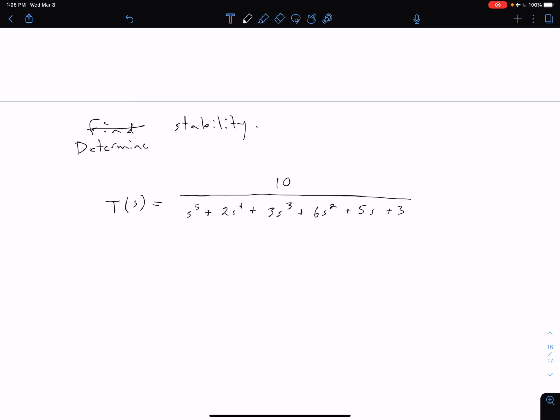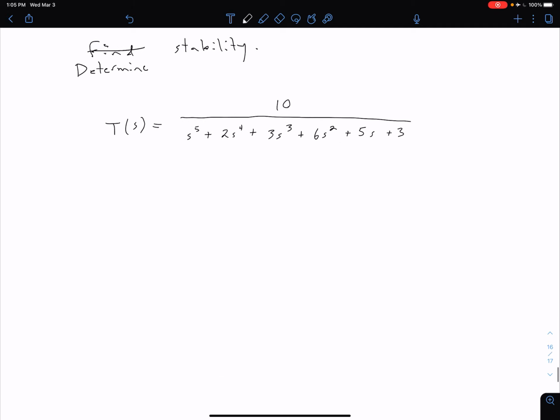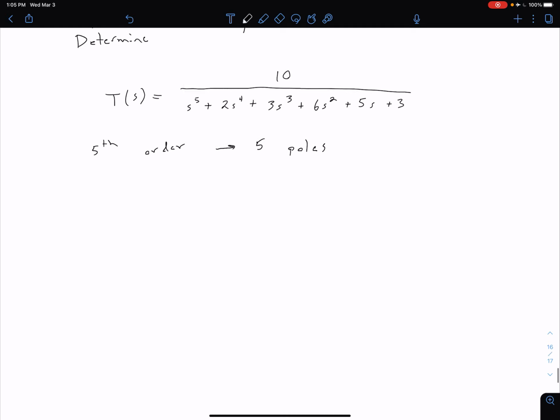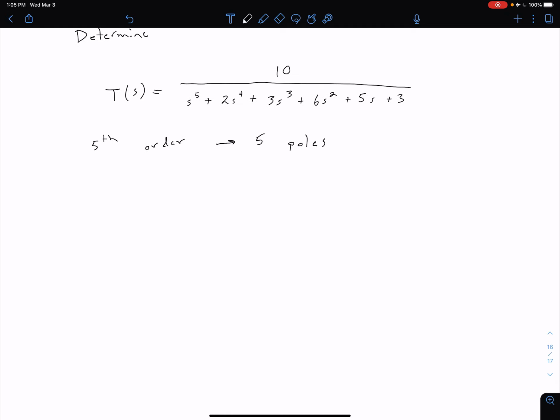As always, what we're going to do is create our Routh table when we're investigating stability. We're not really concerned with the numerator, so we're going to focus on the denominator. We see it's a fifth order. Because we have a fifth order polynomial, that means we're going to have 5 poles, and we'll come back to that later. Our highest order then is our s to the 5th.